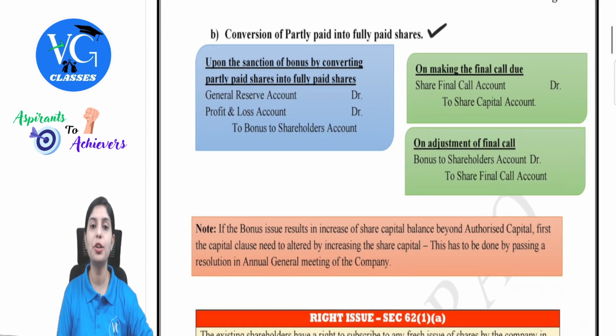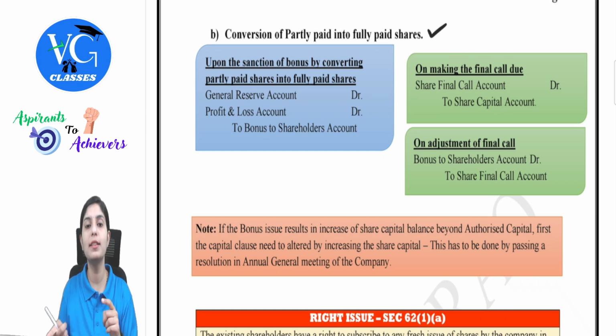conversion of partly paid into fully paid shares. What is this category? Remember, I told you the company is not taking in return the ultimate call money. Instead of that, they will convert this into bonus issue. That is, this part is given as a discount, which is as good as issuing bonus shares. Now, how is this done?